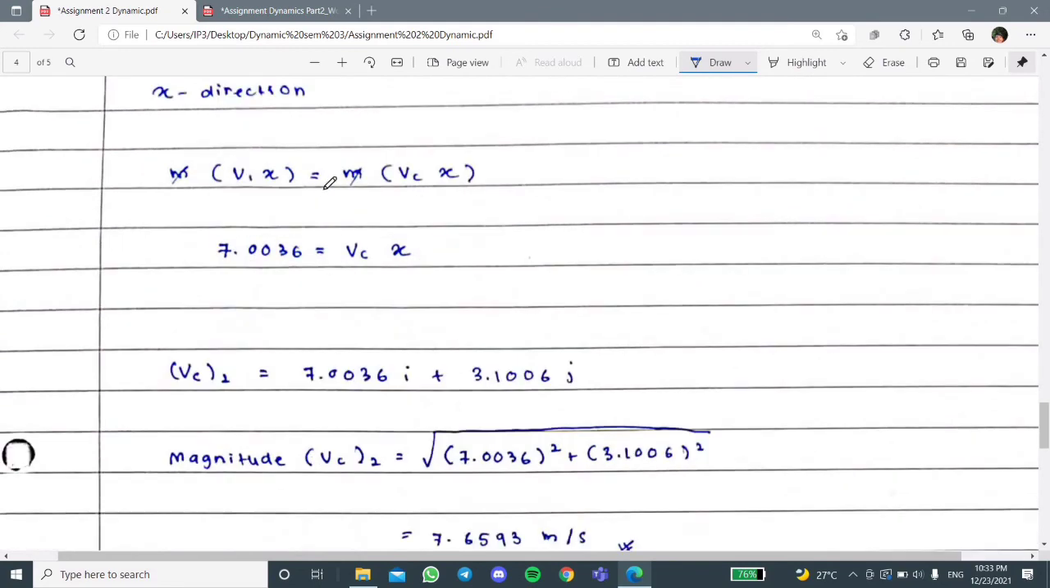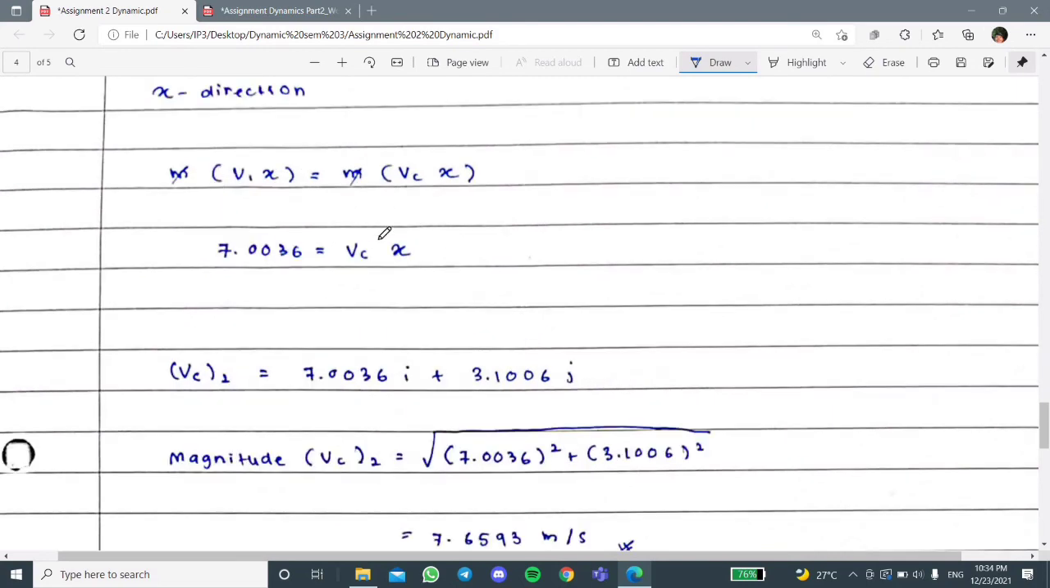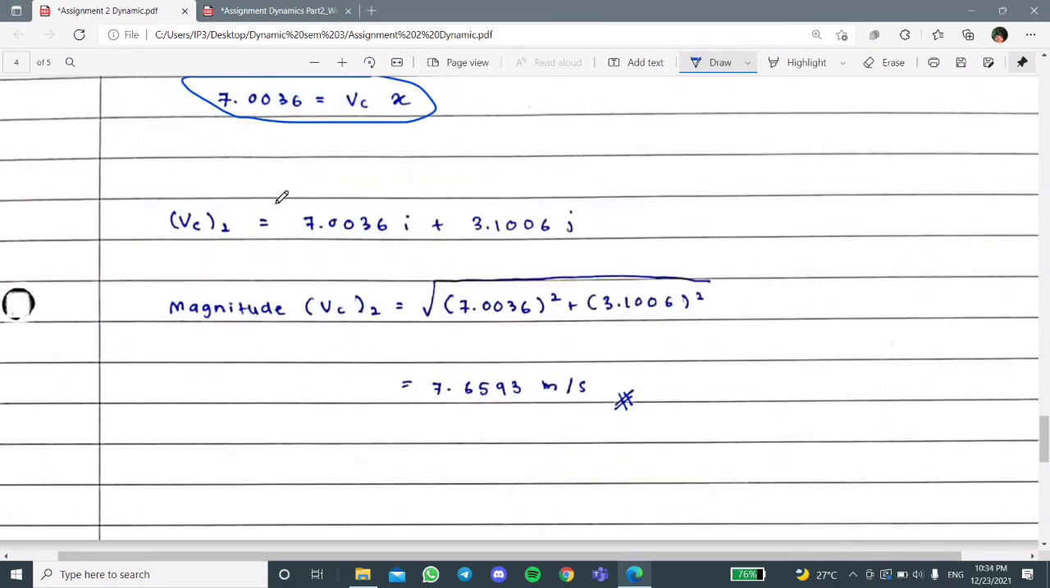Okay. Then we want to search the magnitude. But before that, we have to search for VCX. We use this equation. Then we calculate this VCX. Then we got this. Then we search the magnitude. We just put the square root, and power 2. Then we got this. Okay, thank you.